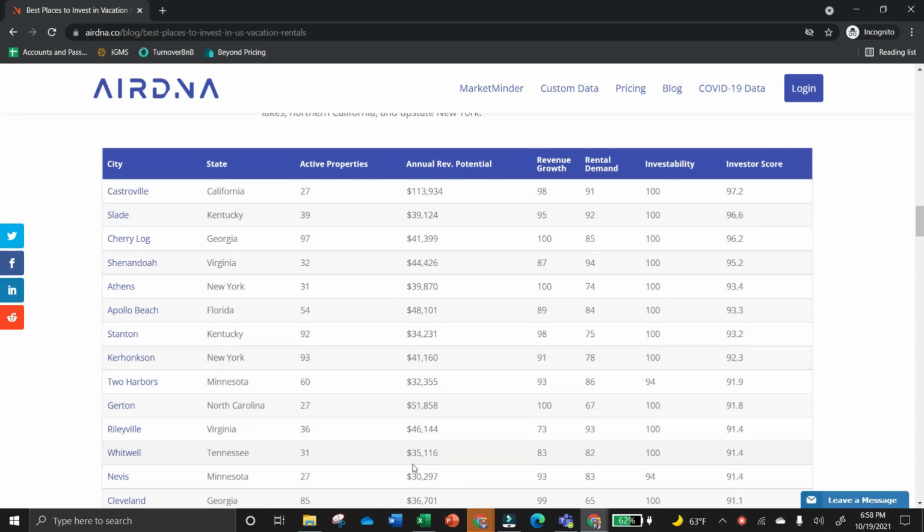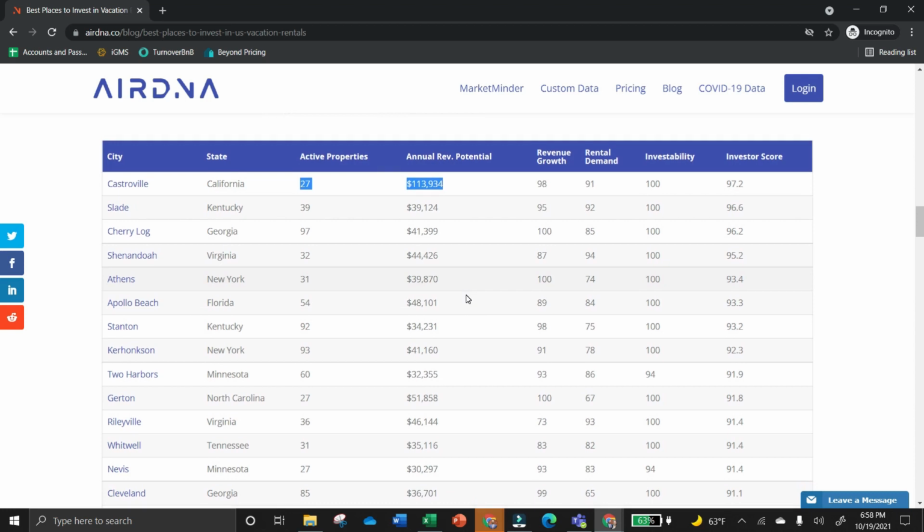You look at some of these names of these cities in these states, and I don't recognize any as a vacation spot that I've heard about. We're also looking at just a few active rentals, so these numbers are going to be very volatile. You may not get actually something that's going to make you 113,000 in California with only 27 properties. Maybe you have one property that's making $1 million and the other ones are all making like 50, so it's going to drive the numbers up. It's more volatile the less properties there are.